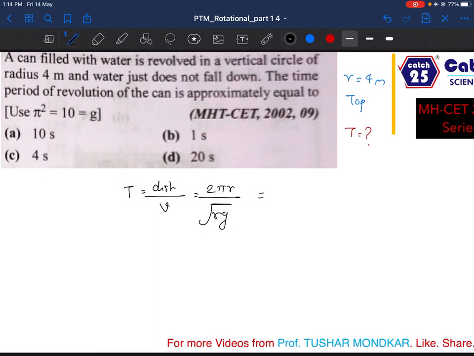How? We can do it like this. We can take r inside the square root. But this will confuse you more, so this is more suitable actually. Let's take everything inside the square root.